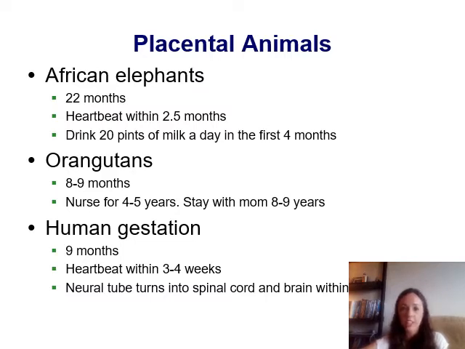An orangutan's gestation period is very similar to humans, about 8 to 9 months. They will nurse for 4 to 5 months and then stay with the mom for 8 to 9 months. And then human fetuses, their heartbeat can be detected within just 3 to 4 weeks after conception.